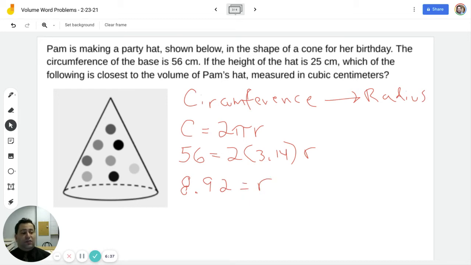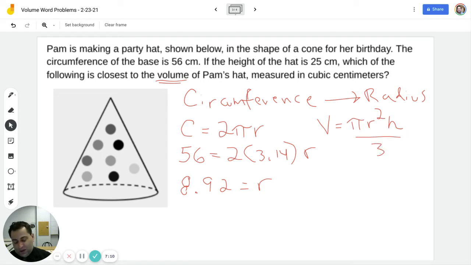Now that I have the radius, I can find the volume, right? They're looking for the volume of Pam's hat. So the volume of a cone is area of the base. So we have volume equals pi times the radius squared times the height, all divided by 3.